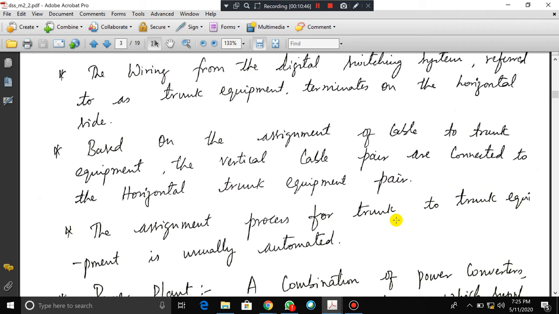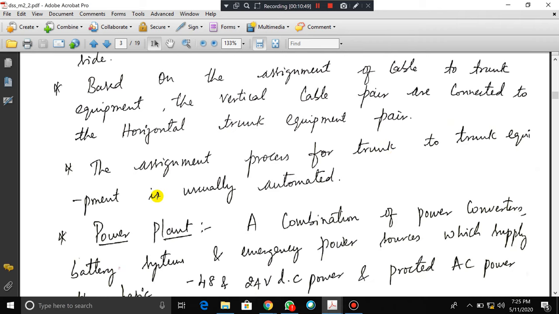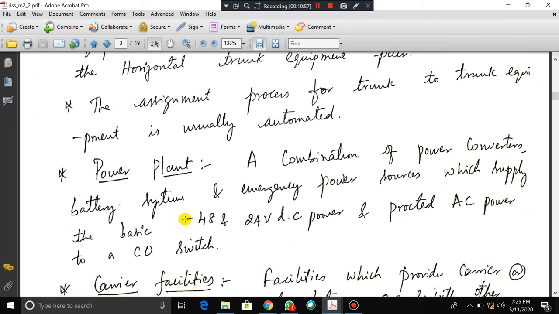It is done automatically. Next, another block: the power plant. As I already told, it deals with the power. It is a combination of power converters, battery systems, and emergency power sources, which supply basically minus 48 and minus 24 volts DC power and protected AC power to the central office switch. So that is about the power plant.